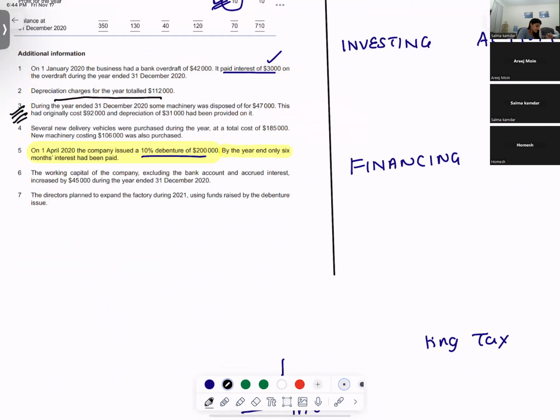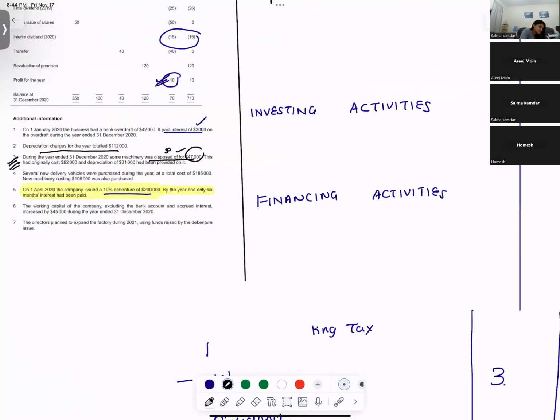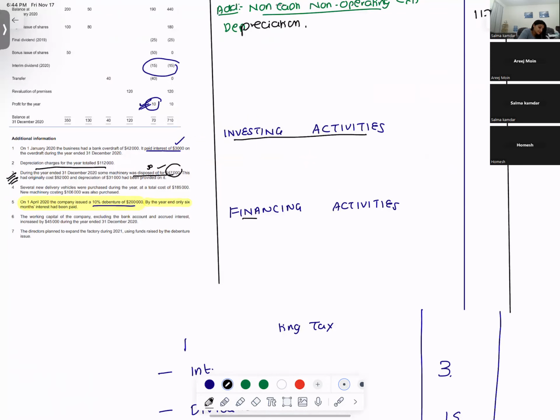During the year ended 31st December 2020, some machinery was disposed. This had originally cost 92,000. The machinery was disposed of for 47,000. So that means this is the selling price of the machinery. Is this the selling price for machinery? Yes, Miss. Where will you record this?